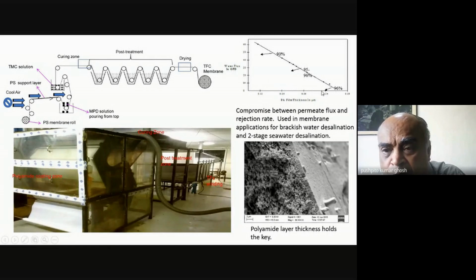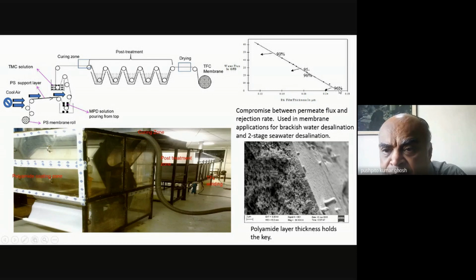Now what was found is that, and you can see the thickness varied from something like 0.12 micron to about 0.25 micron, so within that range. And what you found is that if I make it thicker, it had a salt rejection of around 96%, which was quite okay for the kind of level of sophistication that was used in all this equipment. But the flux was very poor, so it was barely 10 gallons per square feet per day.